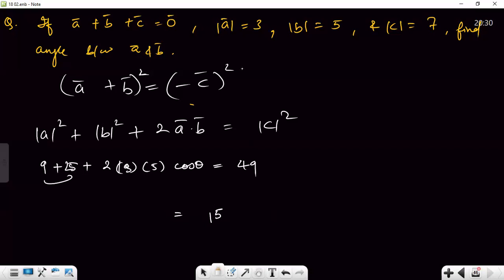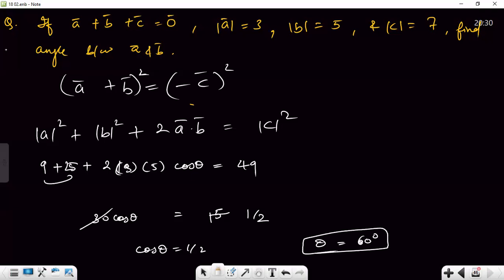So 2 into 3 into 5, 6 into 5, 30 cosine of theta. 30 cancels with 15, giving 1 by 2. Cosine theta becomes 1 by 2. So the angle comes out as 60 degrees, because cosine 60 is half. So the angle is 60 degrees.